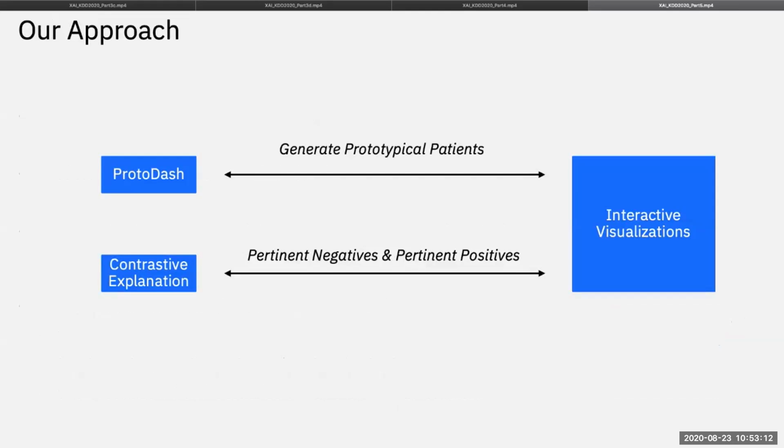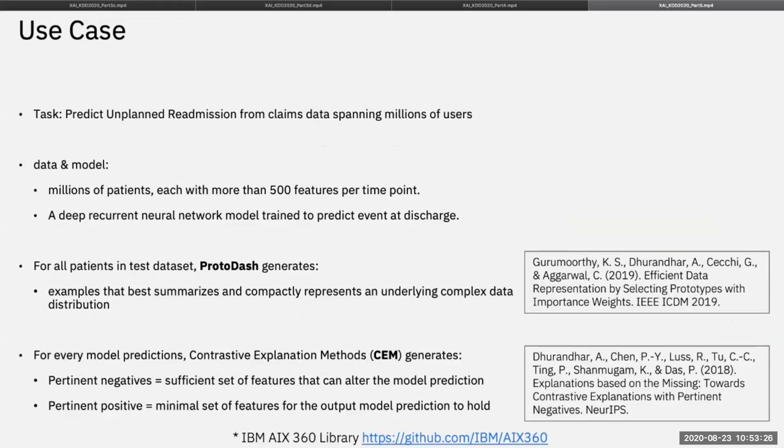Therefore, we introduce our approach. We use interactive visualizations as well as prototype and contrastive explanations, so users can generate and interpret explanations for representative samples from population datasets. In this use case, we train a model to predict unplanned readmission risks from clinical claims datasets. The dataset includes millions of patients with more than 500 features.